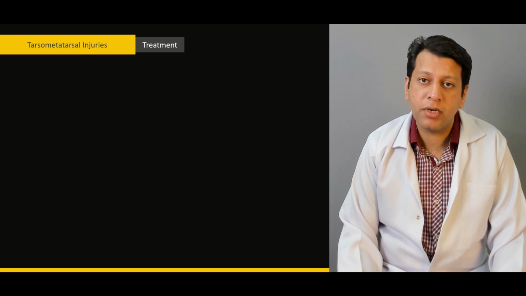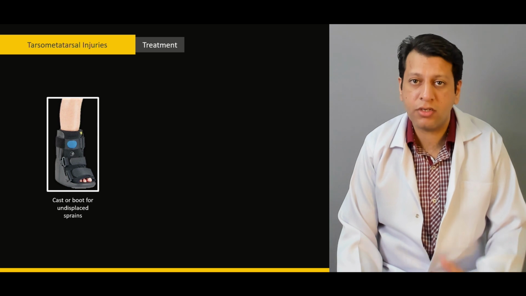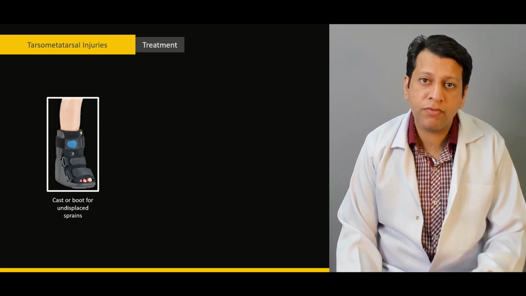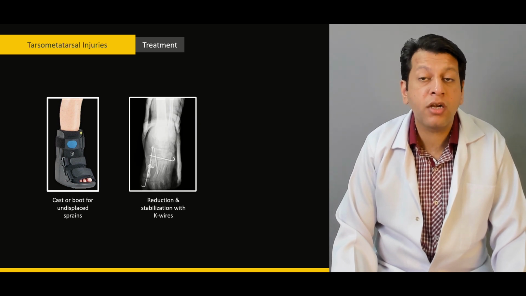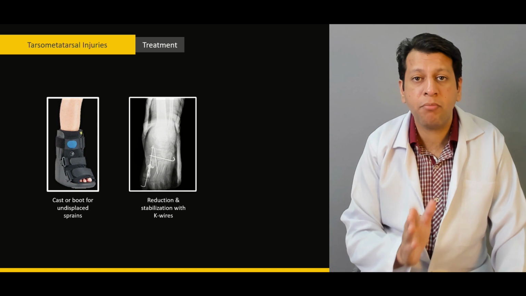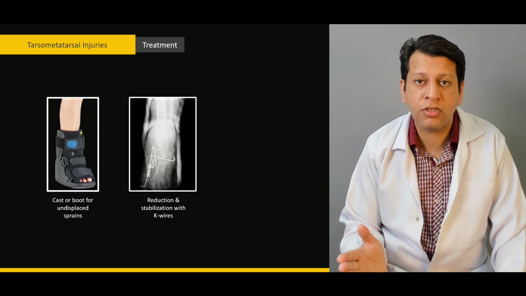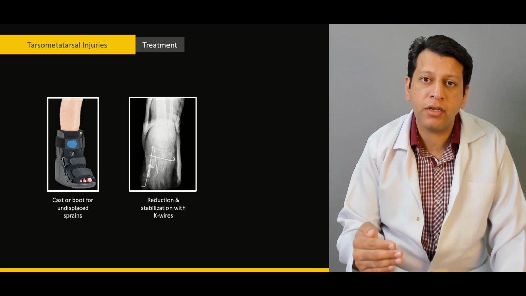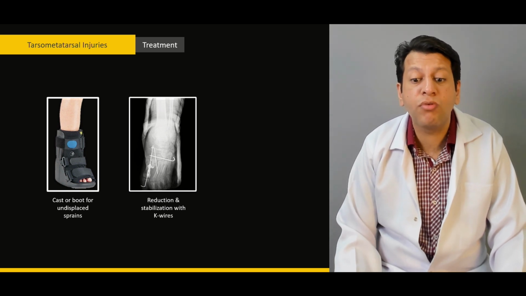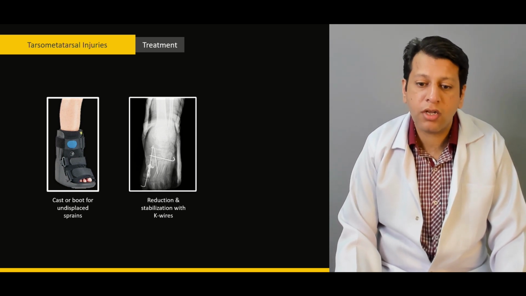Now, coming to the treatment. Lisfranc ligament injury is a form of fracture dislocation, which may or may not be associated with fracture. Initial treatment is a cast or boot for an undisplaced injury. If on the AP as well as the lateral view there is no dislocation or subluxation of the second metatarsal, this is fine. But if you see a subluxation on an AP view, or on a lateral view the second metatarsal is quite anterior to the first metatarsal, then you have to go for reduction and stabilization, which could be in the form of K-wires or screws as well.